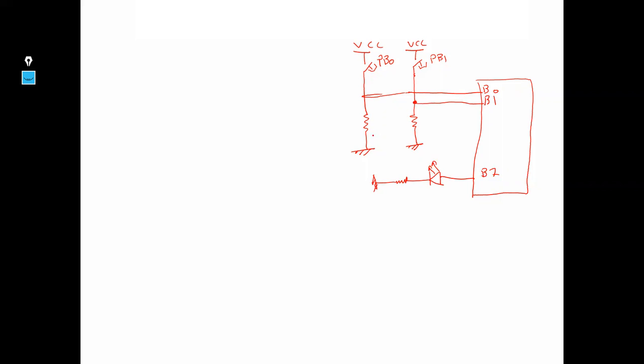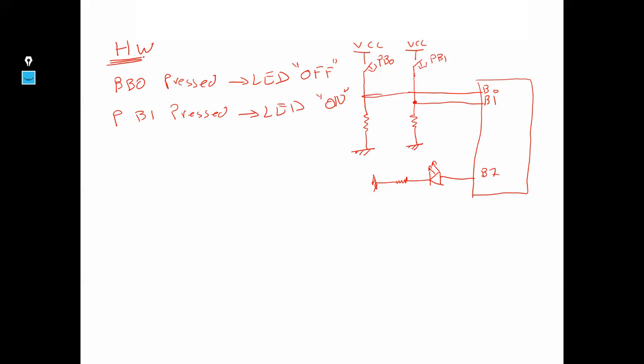So we want to write a program so that if push button 0 is pressed, this will make the LED on, or let's make it off, yeah. And if push button 1 is pressed, this will make the LED on. So this is your homework for the next class, inshallah, after the vacation, okay?